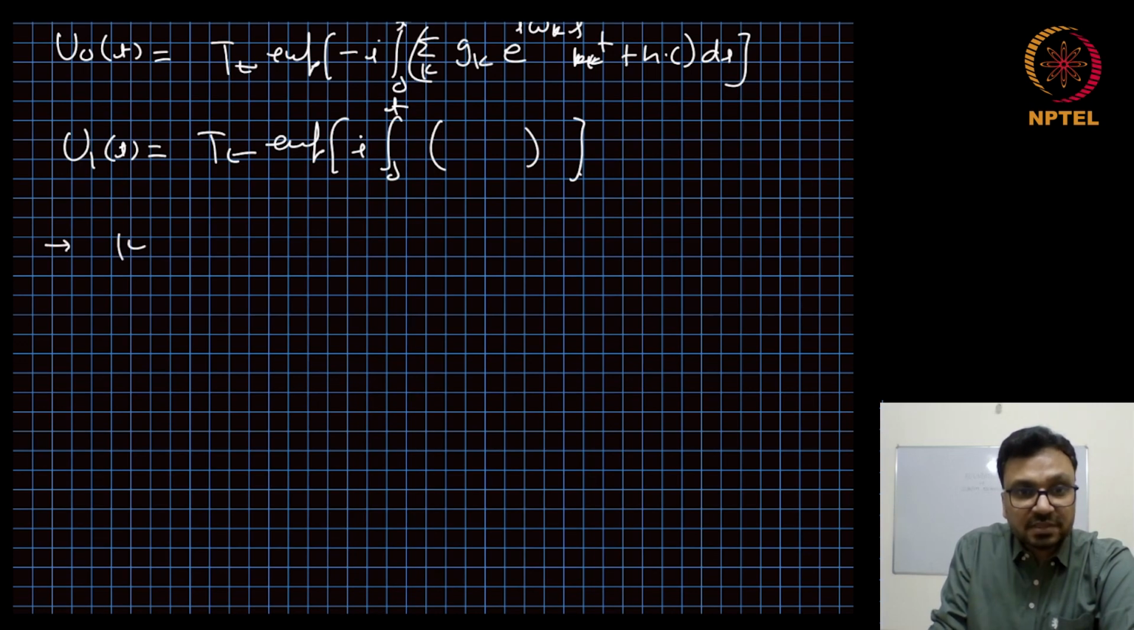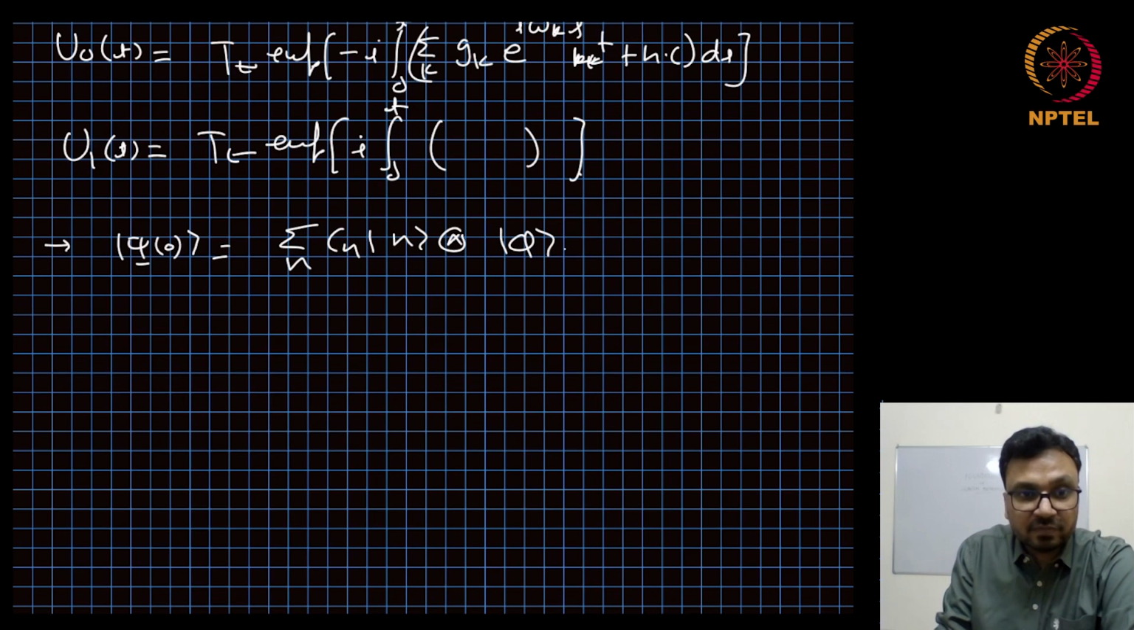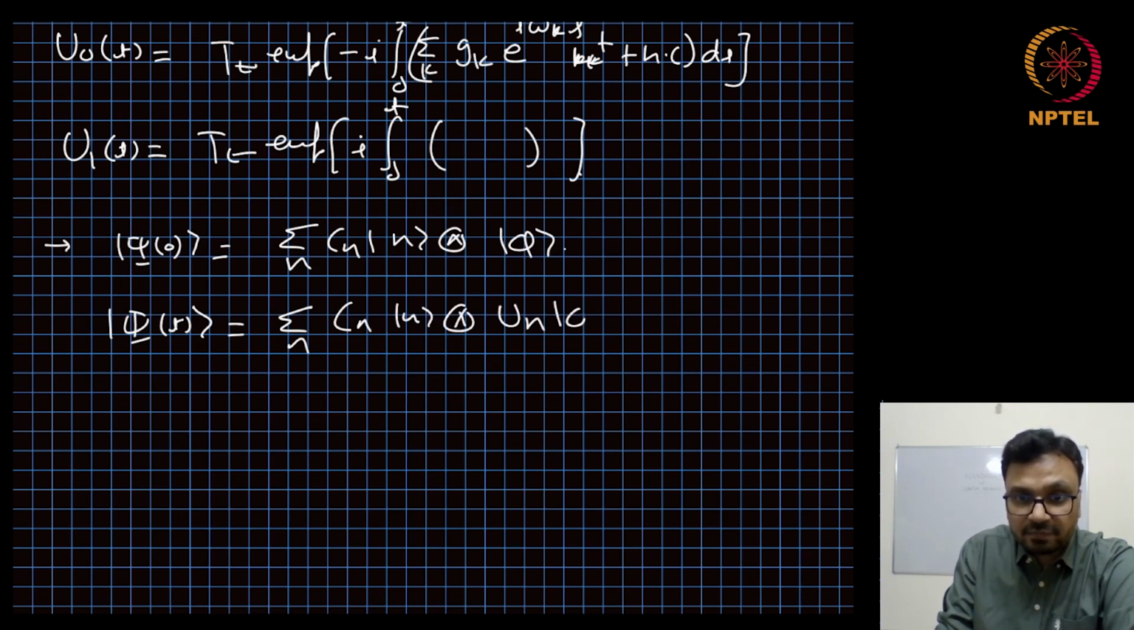If we start with the pure state of the system and the bath, that is the sum over n of c_n |ψ_n⟩, or just |n⟩ in this case, tensor some state |φ⟩ of the bath, then the time evolution will give us the sum over n of c_n |n⟩ tensor U_n|φ⟩, and that can be written as c_0 |0⟩ tensor U_0 acting on |φ⟩ plus c_1 |1⟩ tensor U_1 acting on |φ⟩.